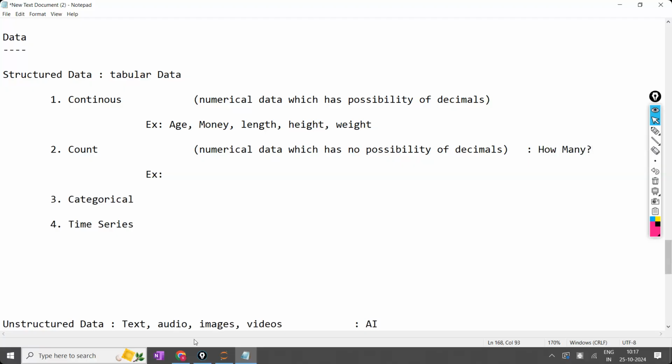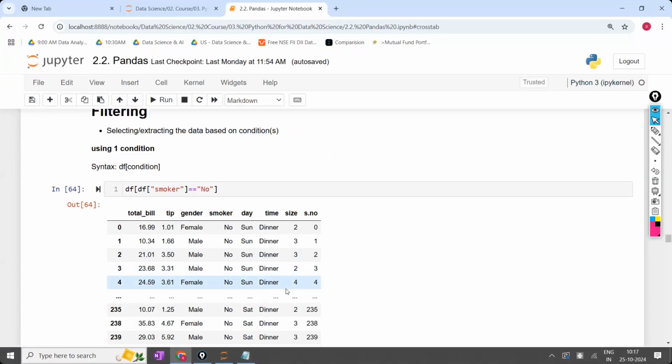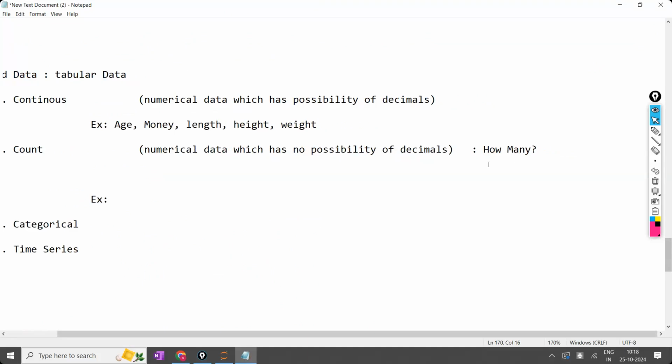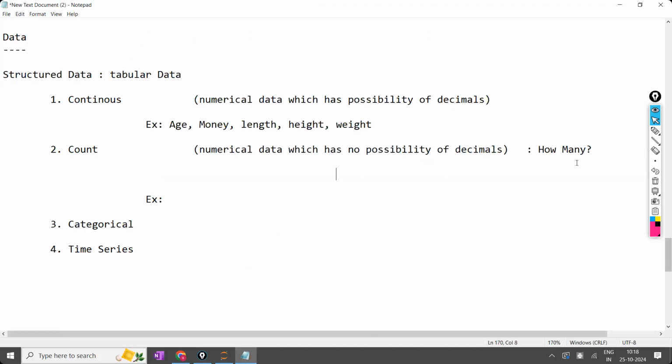Size. In this data set, size column is there now. What is this size column? How many members has visited the restaurant? It comes under which category? Count. 2.5 members is possible? No, never it is possible. 2.5 cars is possible or 2.5 houses is possible? So here number of, how many or number of, also comes under count. It will be always in the int only, number of.